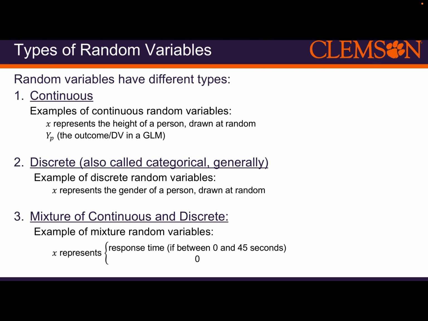Finally, we could have random variables that are a mixture of both continuous and discrete. So for instance, we might have an experiment we're actually running where we want someone's response.